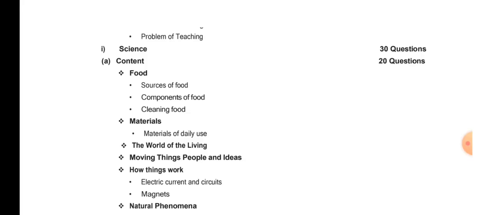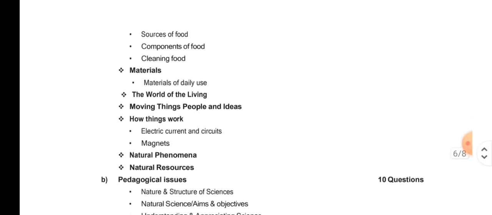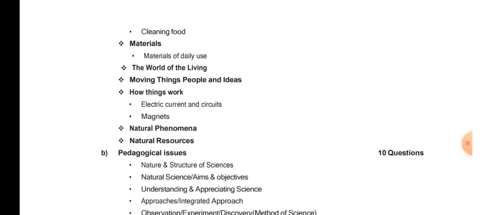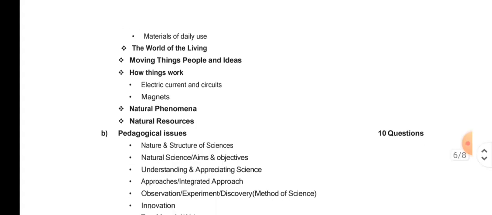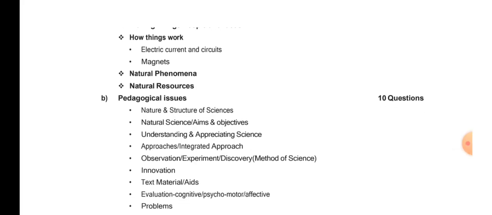So you have to know food, sources of food. What are the different sources of food, what are the different components of food, cleaning food, materials of daily use, the world of the living, moving things, people and ideas, how things work, electric current and circuits, magnets, natural phenomena, natural resources. So very very easy topics, very basics. If I get the time I'll explain all those to you, all right?